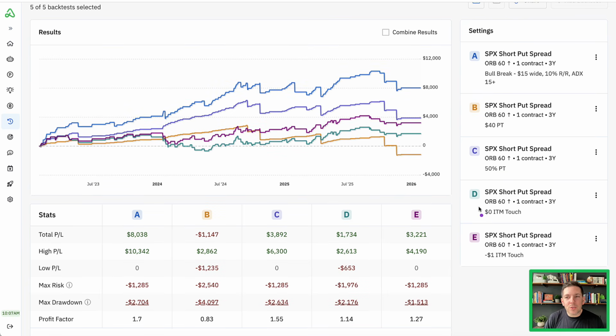And then again, for the short put spread, we did a bunch of touch combinations. All of the touch combinations did not work out. So essentially using a touch stop loss or some combination for this particular strategy did not work out. So again, we find that strategy number A was actually the best.